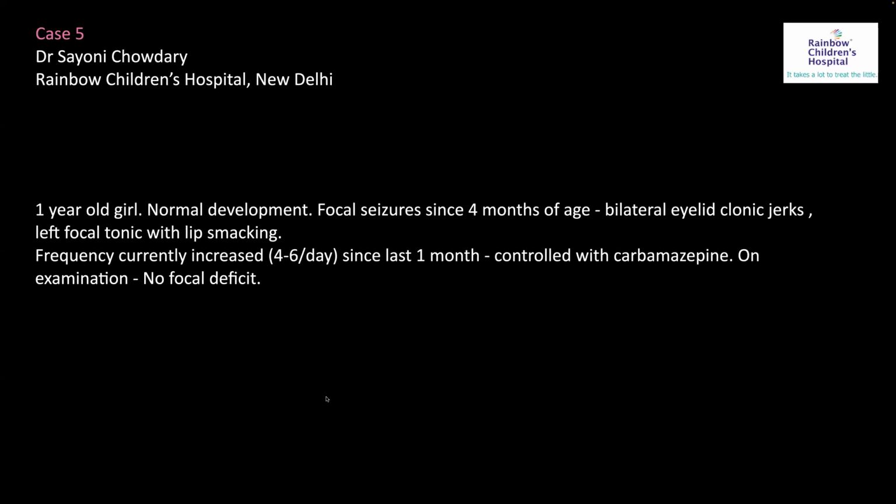So Sayoni, over to you. Yes. Good evening, all. So this is a 1-year-old girl who is currently developmentally normal. She had episodes of focal seizures in the form of bilateral eyelid clonic jerks at 4 months of age. The episodes were infrequent at that time, 2 to 3 episodes, but they didn't recur further.